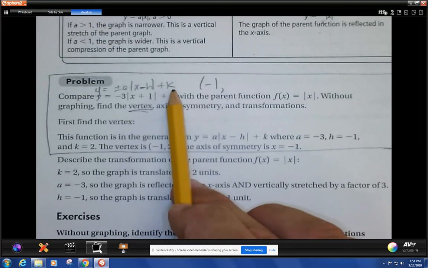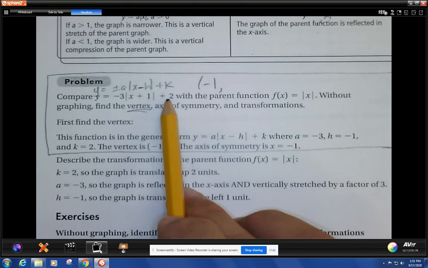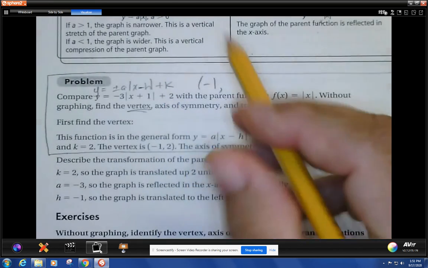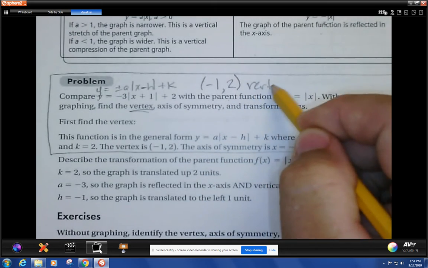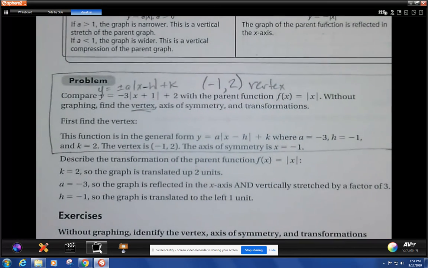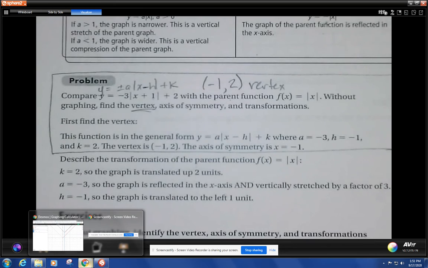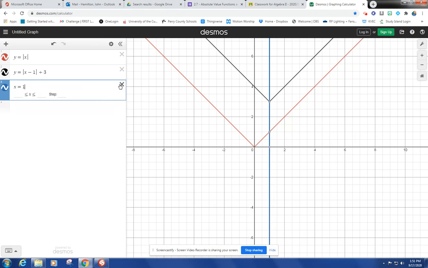Now, what about my k value? Well, my k value, very simply, is just a positive 2. So it would just be a positive 2. So believe it or not, that right there would be my vertex without even graphing. Okay, I can see that that would in fact be my vertex. As a matter of fact, I'm going to switch back over real quick, and I'm taking you back and forth a whole lot. But let's go ahead and put in that problem.